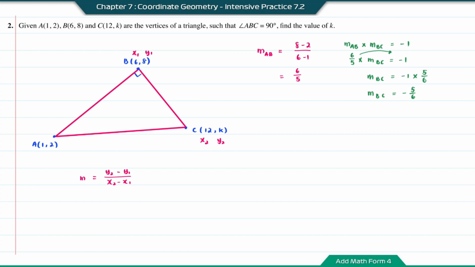So now when we use the coordinates of the points B and C, we can also find the gradient. So when we take k minus 8 over 12 minus 6, the answer will be equal to negative 5 over 6. So here it will be k minus 8 over 6 equal to negative 5 over 6. So move the 6 to the right hand side. So k minus 8 equals negative 5 over 6 times 6. So cancel the 6. k is equal to negative 5 plus 8. Then k is equal to 3.